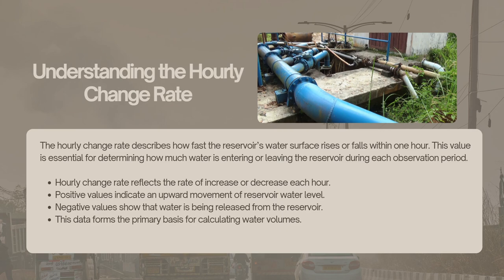Next is about understanding the hourly change rate. The hourly change rate describes how fast the reservoir water surface rises or falls within 1 hour. This value is essential for determining how much water is entering or leaving the reservoir during each observation period. A positive value indicates an upward movement of the reservoir water level. A negative value shows that water is being released from the reservoir. This data forms the primary basis for calculating water volume.